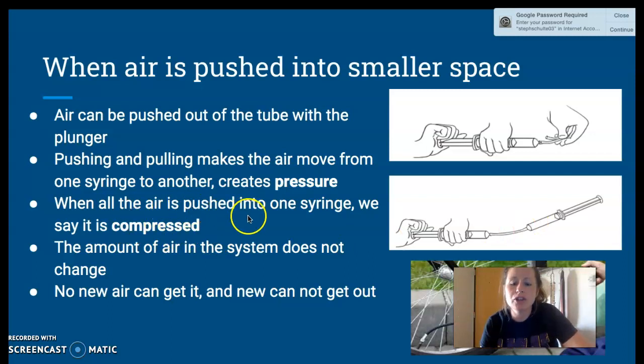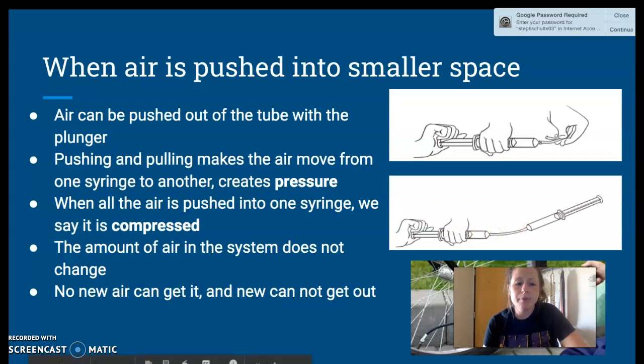When all the air is pushed into one syringe, we say it's compressed. And we cannot put any more air in here. There's no more air coming in and out unless you take the plunger and take that totally out. So no new air can get in and no air can get out.